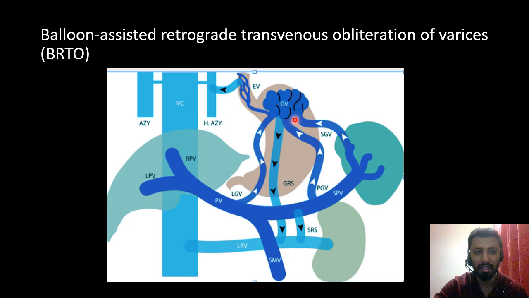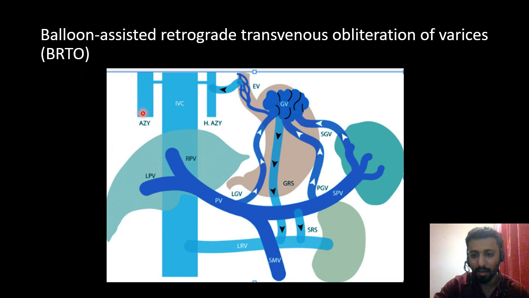This is called BRTO. It's a very famous technique in the intervention radiology fraternity. There are variations to this also. If you inflate a balloon, it is called BRTO. If you put a plug and then put a microcatheter through the plug and inject, it's called PARTO. If you put a coil, it is called CARTO.